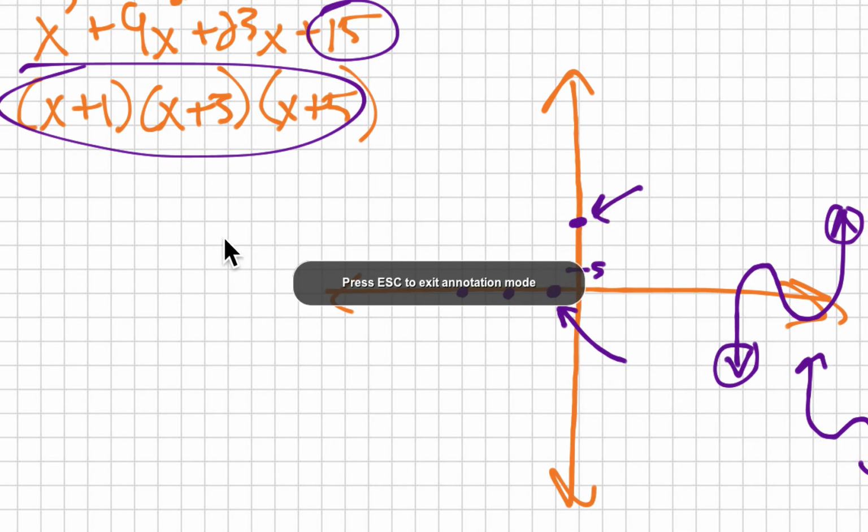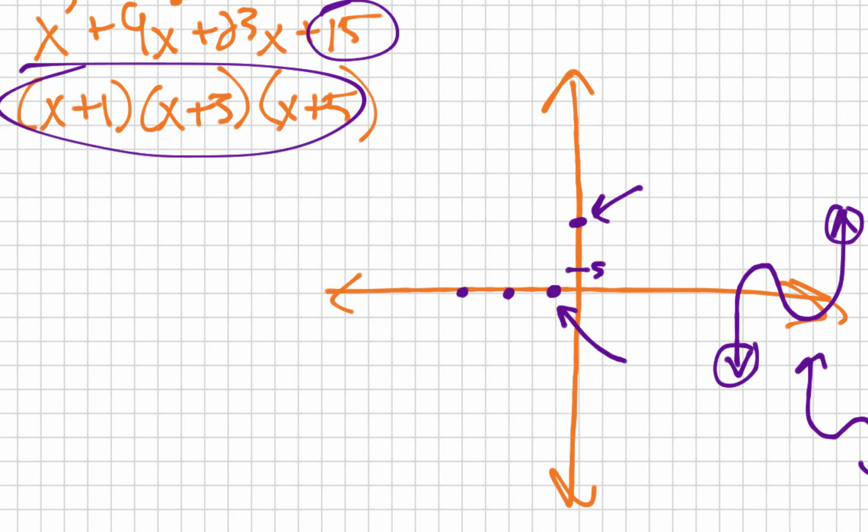There are no other zeros. You've accounted for all 3 of them, right? The degree was 3. So you should be good over there. So basically you can just say, all right, it's going to go up from here. And then you just know it's going to have to hit these zeros, which means it's going to have to go down after that.